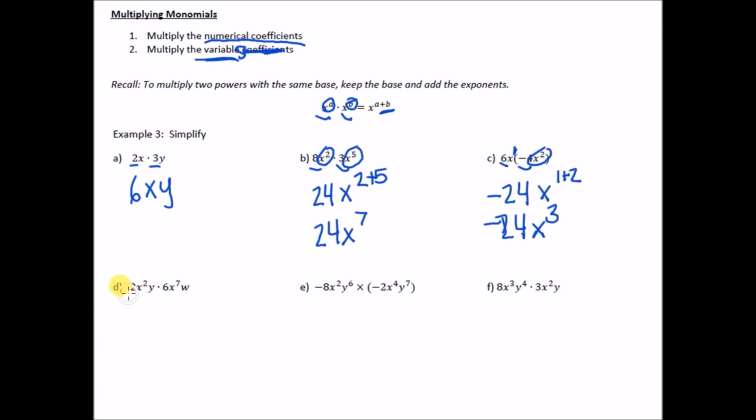All right, D. 2 times 6 is 12. We have x squared next to the 7, so we want to add 2 plus 7. And then the y is the only y we have, so let's just put in y, and the w is the only w we have, so let's just write down w. So times y times w. Now, I'm going to put these in alphabetical order in the next line. So we have 12w x y, and the exponent on the x is going to be 9.